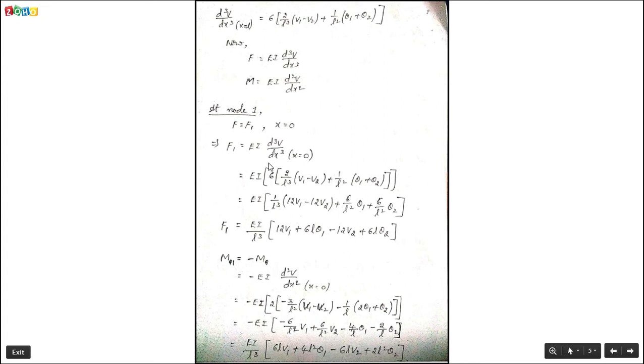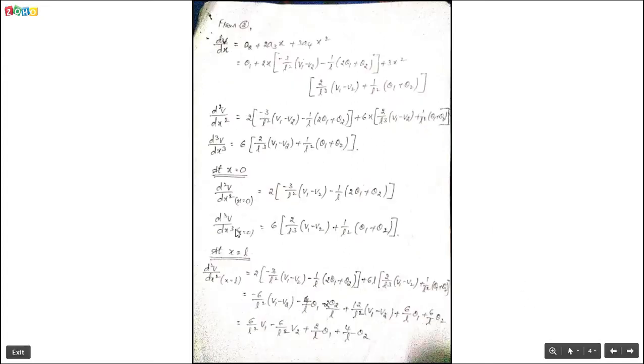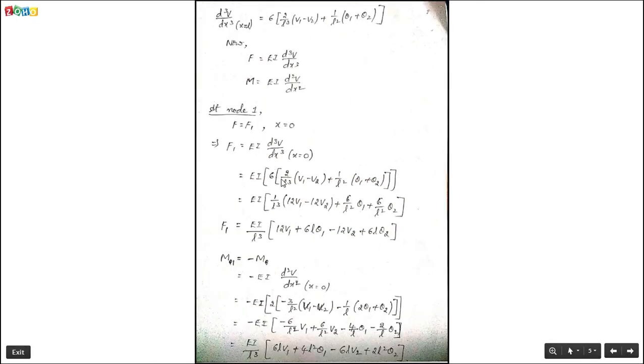So EI into, what is the d cube v by dx cube value at x equal to 0? This is the value, and I have to substitute it here. You can observe you have to multiply this 6 into the entire matrix, and the entire equation will give this equation. Again, take L cube as common, EI by L cube, and we get 12V1 plus 6L theta 1 minus 12V2 plus 6L theta 2. So this is the equation.